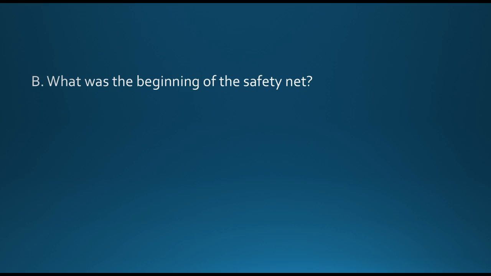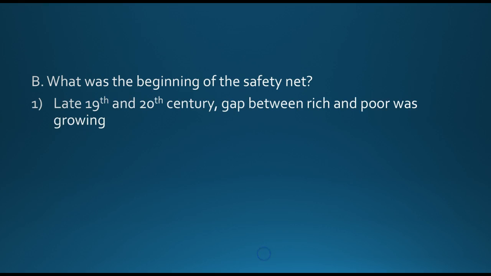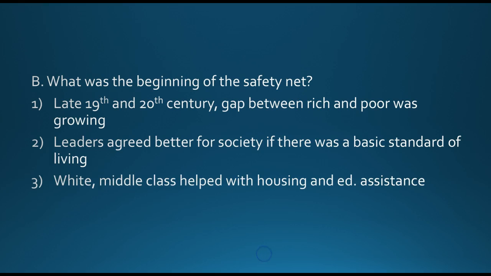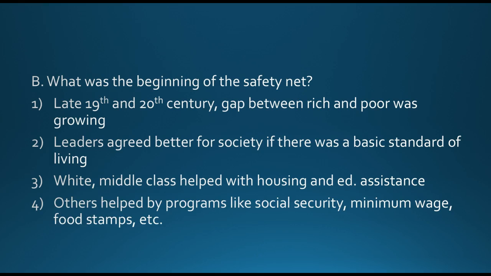What was the beginning of the safety net? Well, if you look at the article, it talks about the late 19th and 20th century, when the gap between the rich and poor was growing, leaders agreed it was better for society if there was a basic standard of living, and the white middle class was helped with housing and education assistance. And again, I've gone back to the article, taken the notes, things that I highlighted or added notes, and made them into my outline. Another point that I thought might be helpful in this section was others helped by programs like Social Security, minimum wage, food stamps, etc. You can either copy this onto the outline on page 5, or you can try your own hand at filling in this outline.